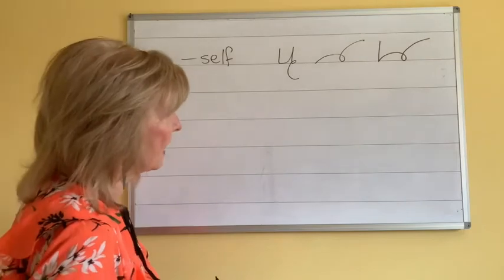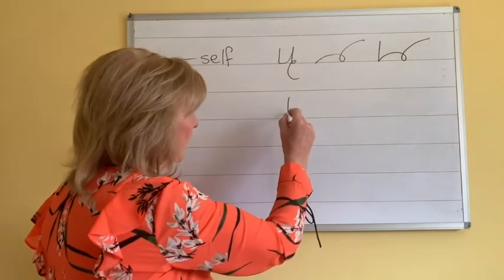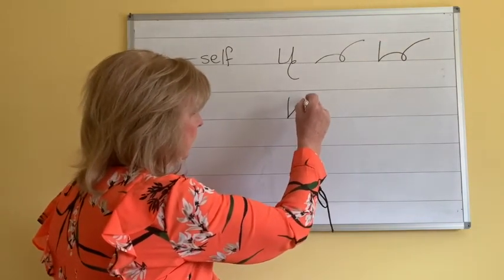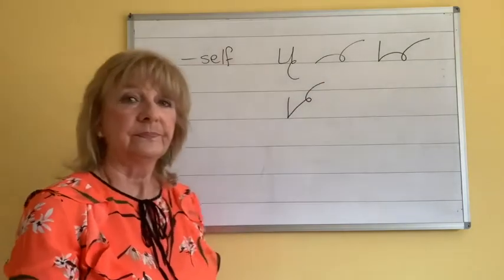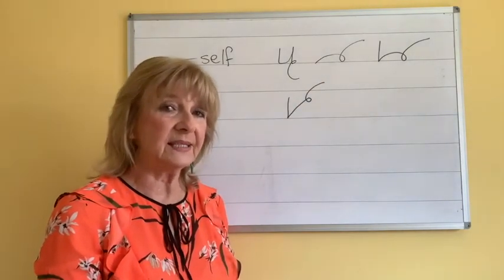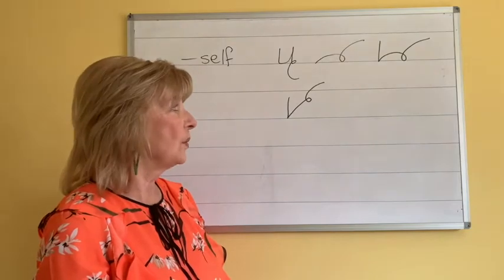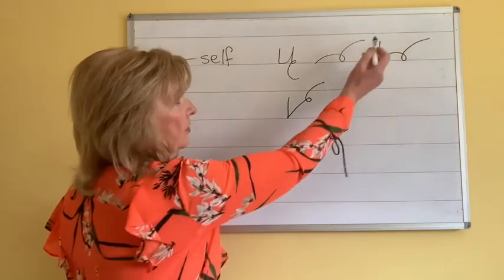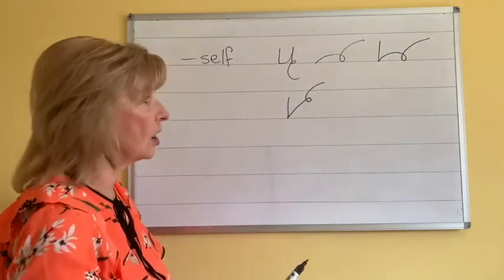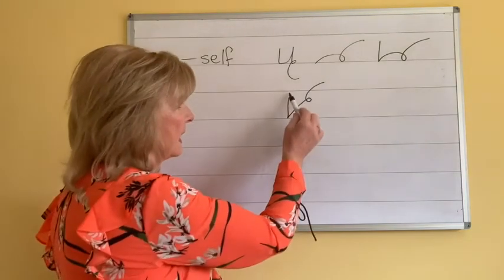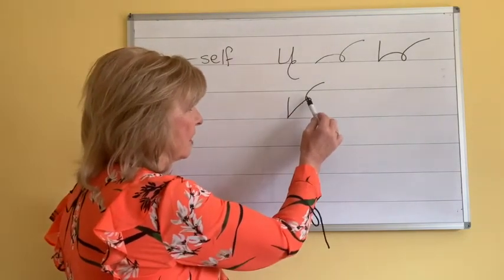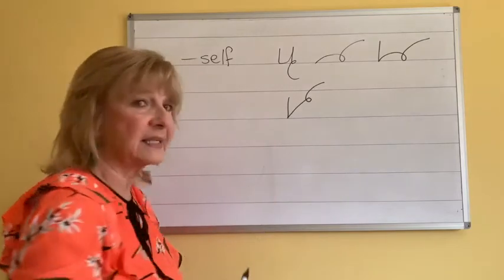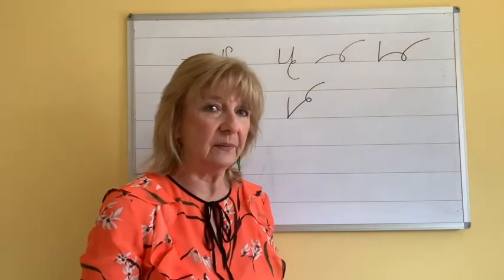Now, herself would be written like this. Now, why do you think that is? Why have I gone upwards with the L there? Because I haven't started in a clockwise way. It's a straight stroke, followed by a straight stroke, followed by the curl of the S. So why have I gone upwards with the L?